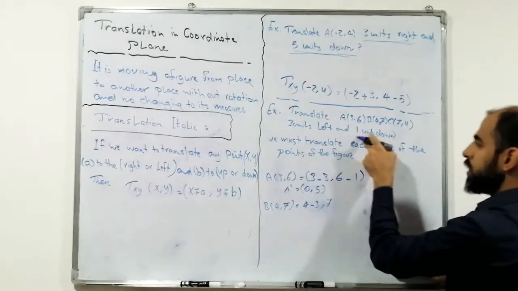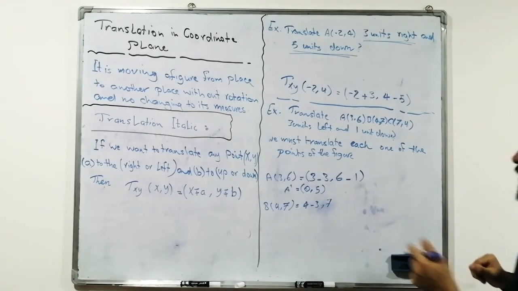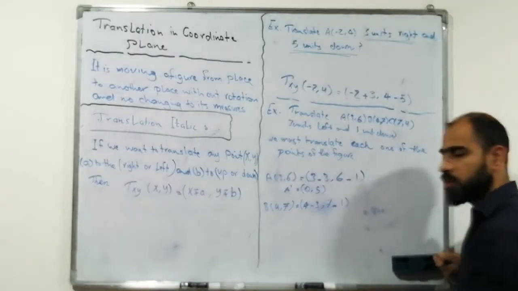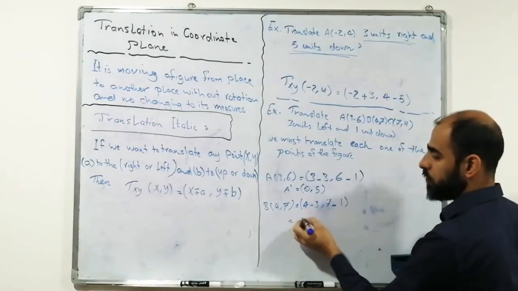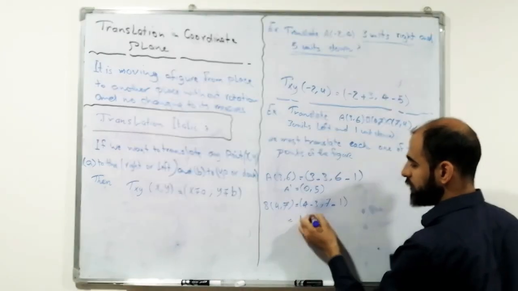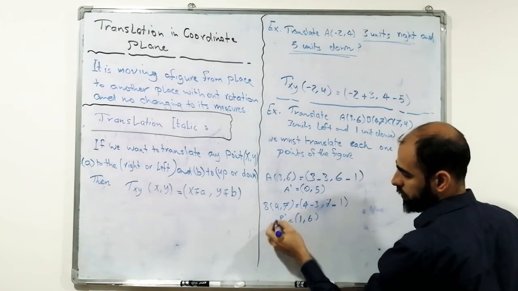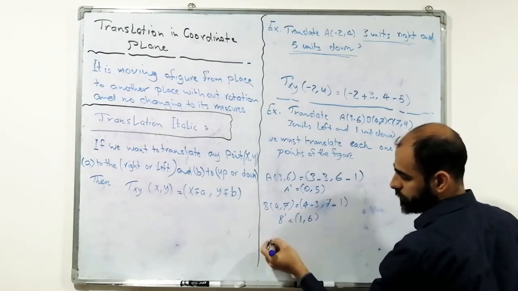Now 7. We translate down, which means we subtract 1 from 7. Why subtract? Because the translation is also to the negative side of y. 4 minus 3 is 1, and 7 minus 1 is 6. This is B dash, the point after translation.